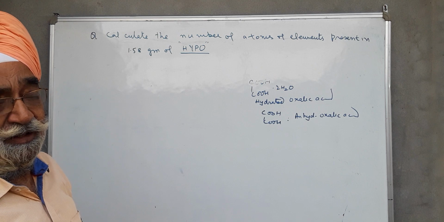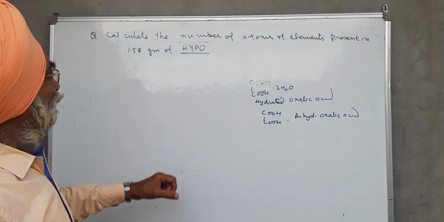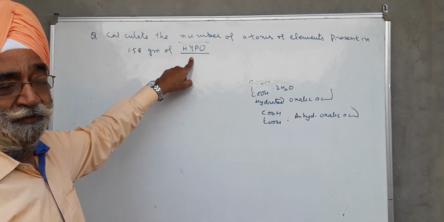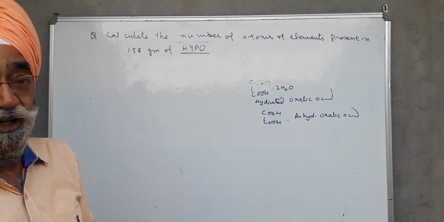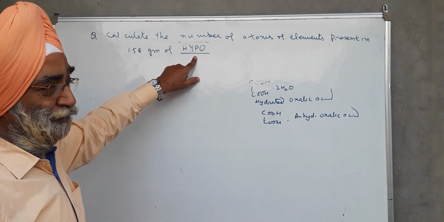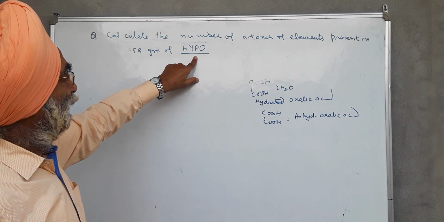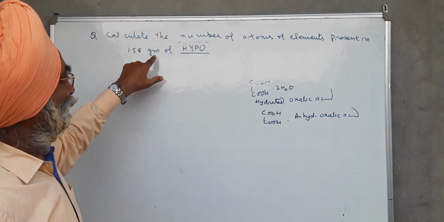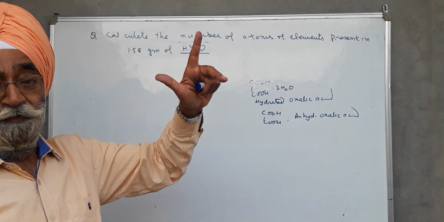Washing soda is the common name for sodium carbonate. Hypo must be a common name for some compound. So what is this hypo? Without writing its formula, we can't calculate its molecular weight, and without molecular weight, this information is useless. So we have to find out what this hypo is.